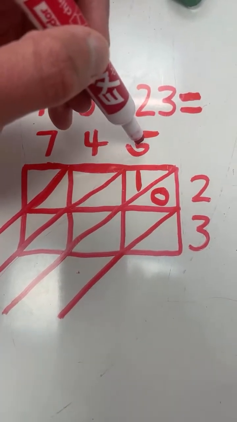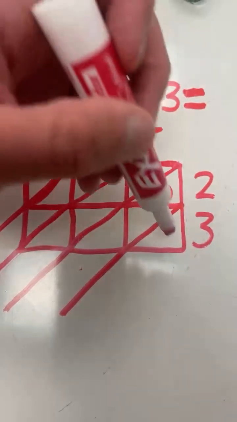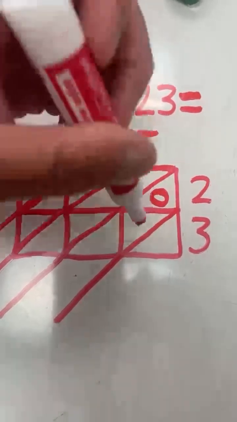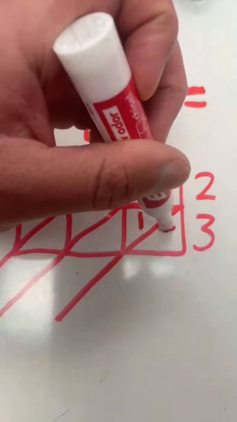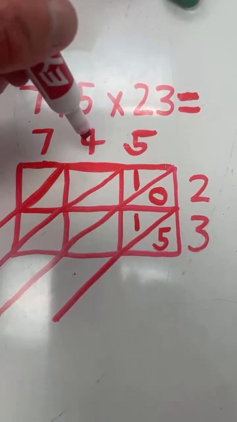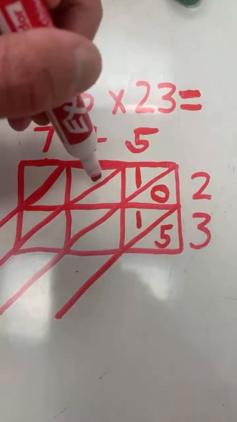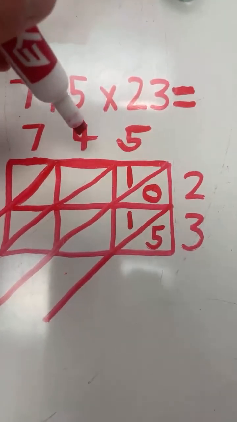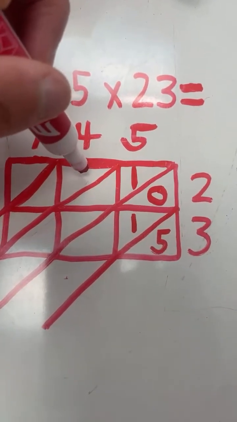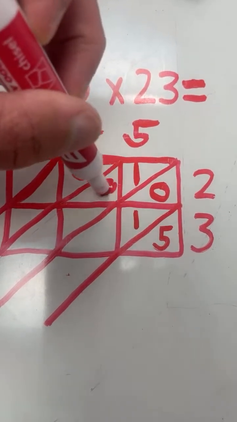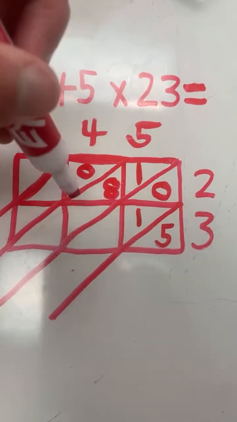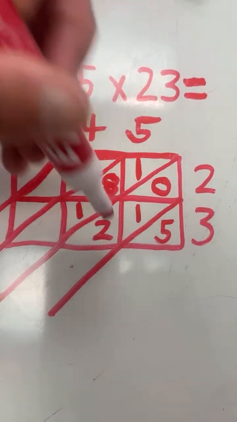Next, I'm going to multiply 5 times 3. And the answer to 5 times 3 goes in this bottom square here. 5 times 3 equals 15. So 1 in the top triangle, 5 in the bottom triangle. Moving over. Next, I'm going to multiply 4 times 2. The answer to 4 times 2 is going to go in this top middle square here. 4 times 2 equals 8. Now, there's no number in the tens place for the number 8, so 0 in the top triangle, 8 in the bottom triangle. 4 times 3 equals 12. The answer to that goes in this square, 1 in the top triangle, 2 in the bottom triangle.